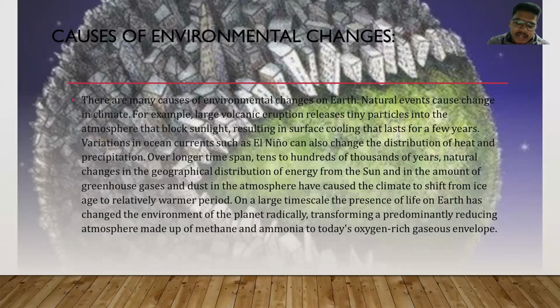precipitation. Over longer time spans, tens to hundreds of thousands of years, natural changes in the geographical distribution of energy from the sun and in the amount of greenhouse gases and dust in the atmosphere have caused the climate to shift from ice age to relatively warmer period. On a large time scale, the presence of life on Earth has changed the environment of the planet radically, transforming a predominantly reducing atmosphere made up of methane, CH4, and ammonia, NH3, to today's oxygen-rich gaseous envelope.